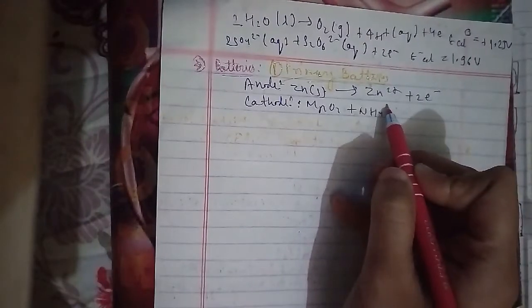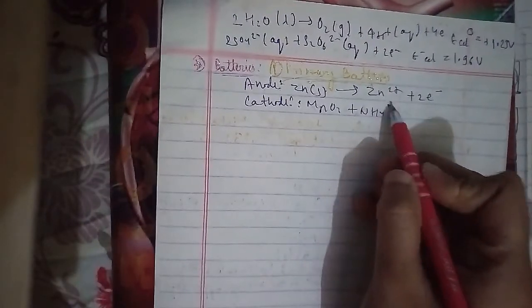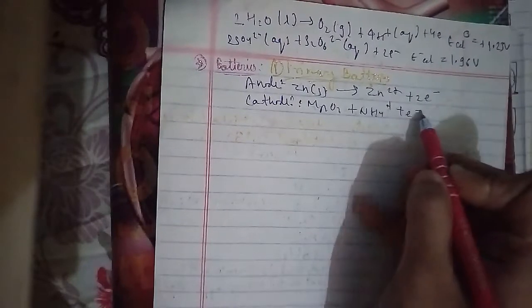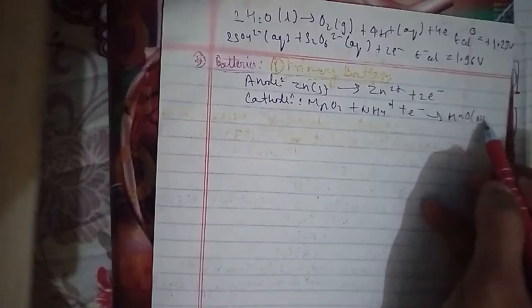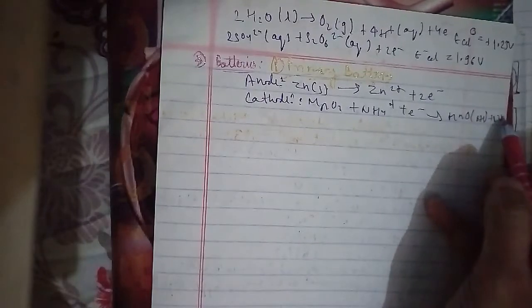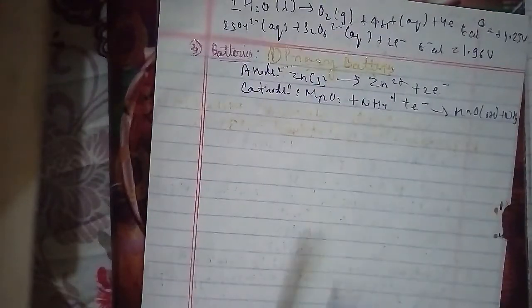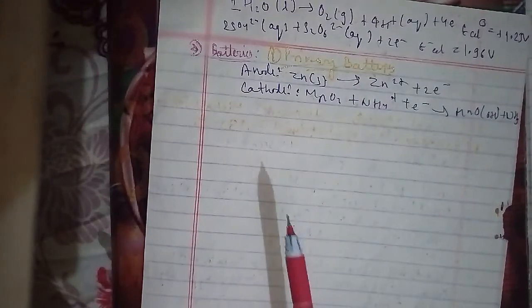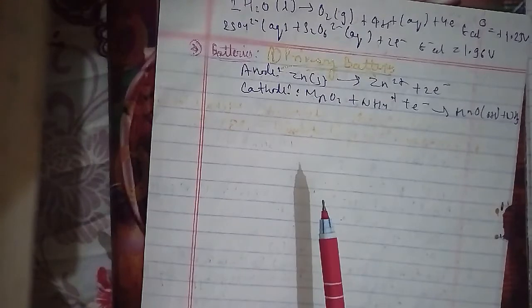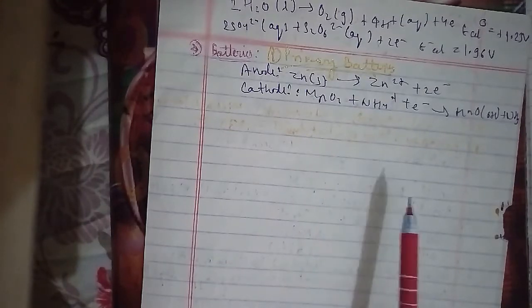So in this reaction at the cathode, the manganese is reduced from a +4 oxidation state to the +3 state. The ammonia produced in the reaction forms a complex with Zn2+ to give [Zn(NH3)2]2+. The cell has a potential of nearly 1.5 volt. And now we move to the mercury cell.